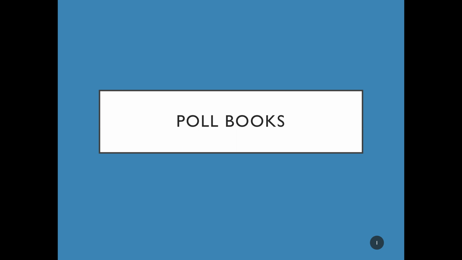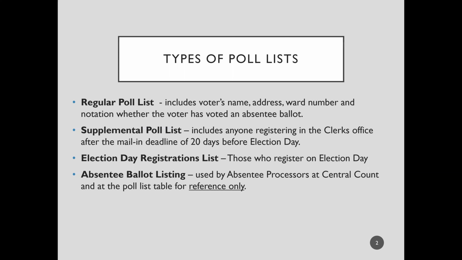Today, in this video, we will be talking about poll books. Types of poll lists. There's the regular poll list, which includes voters' names, addresses, ward numbers, and notations whether the voter has voted an absentee ballot or not. Supplemental poll lists include anyone registering in the clerk's office after the mail-in deadline of 20 days before the election. Then there's the election day registration list, for those who register on election day, and the absentee ballot listing, which is used by the absentee processors at Central Count. There is one in the poll books for reference only, but there's no need to use it for anything else.